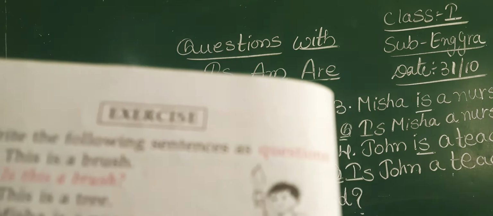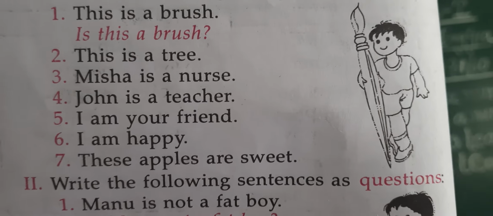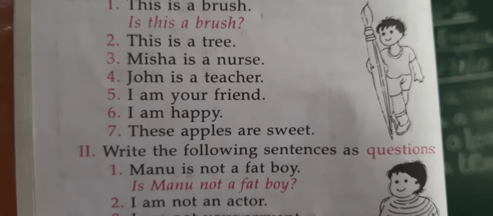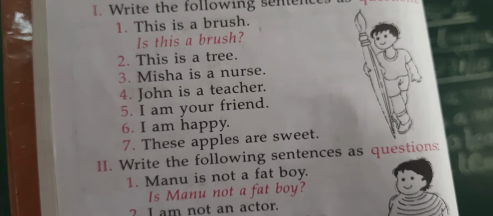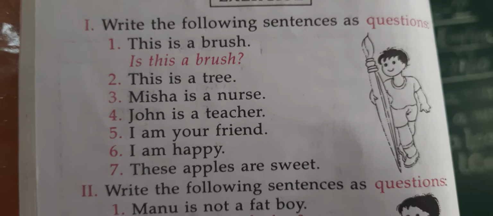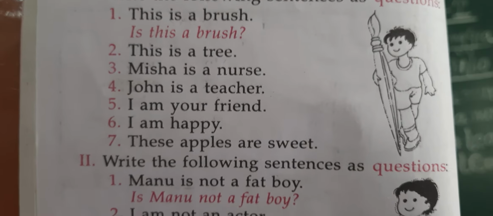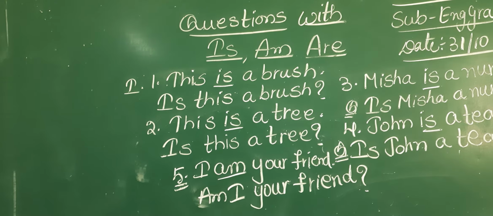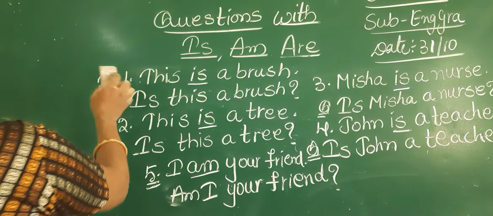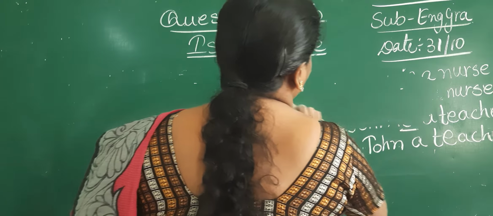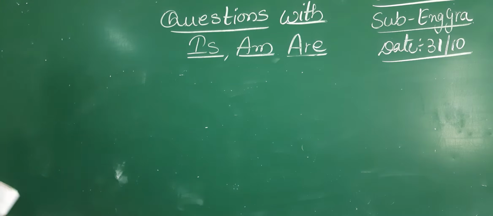See children, we are discussing the first Roman here given to you. Two more sentences if you see: I am happy. Am I happy? These apples are sweet. Are these apples sweet? Now let us discuss, children, the second question given to you, second Roman given to you. Now see the second Roman.